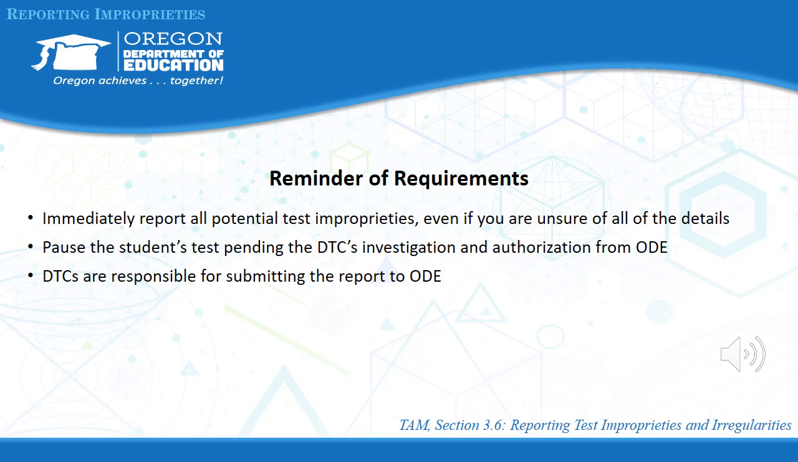Typically, TAs or other staff who may observe what they believe to be a test impropriety or irregularity report the incident to their school test coordinator. STCs then report to the DTC, who makes the formal initial report of a potential test impropriety or irregularity to ODE Test Security. The DTC is responsible for coordinating with ODE and conducting any necessary investigation.